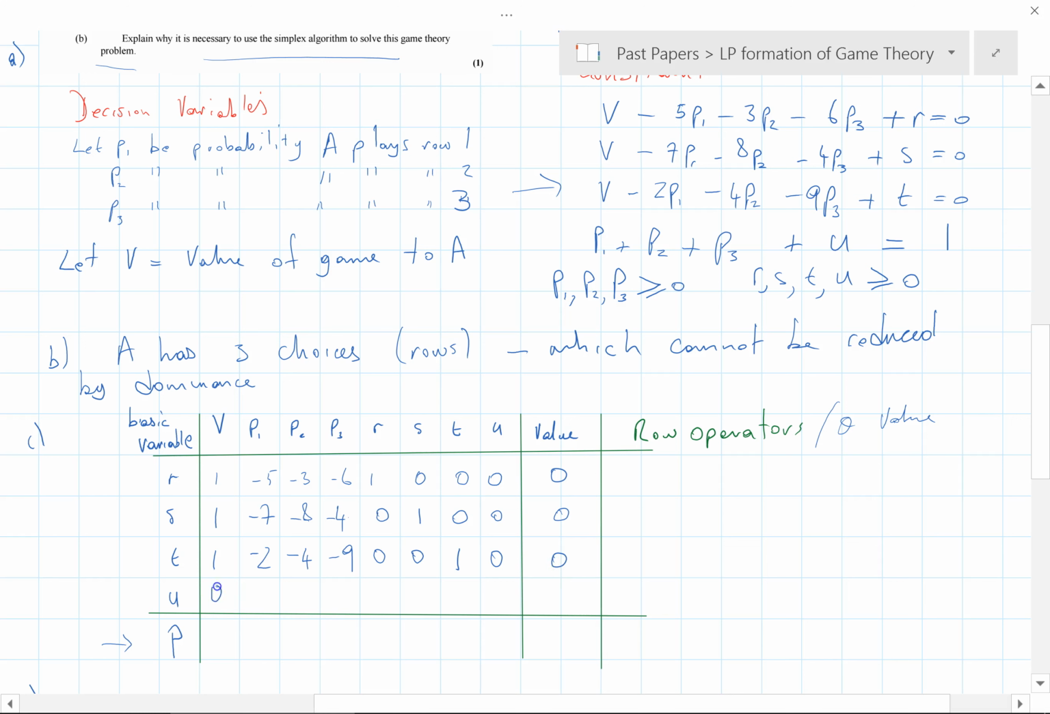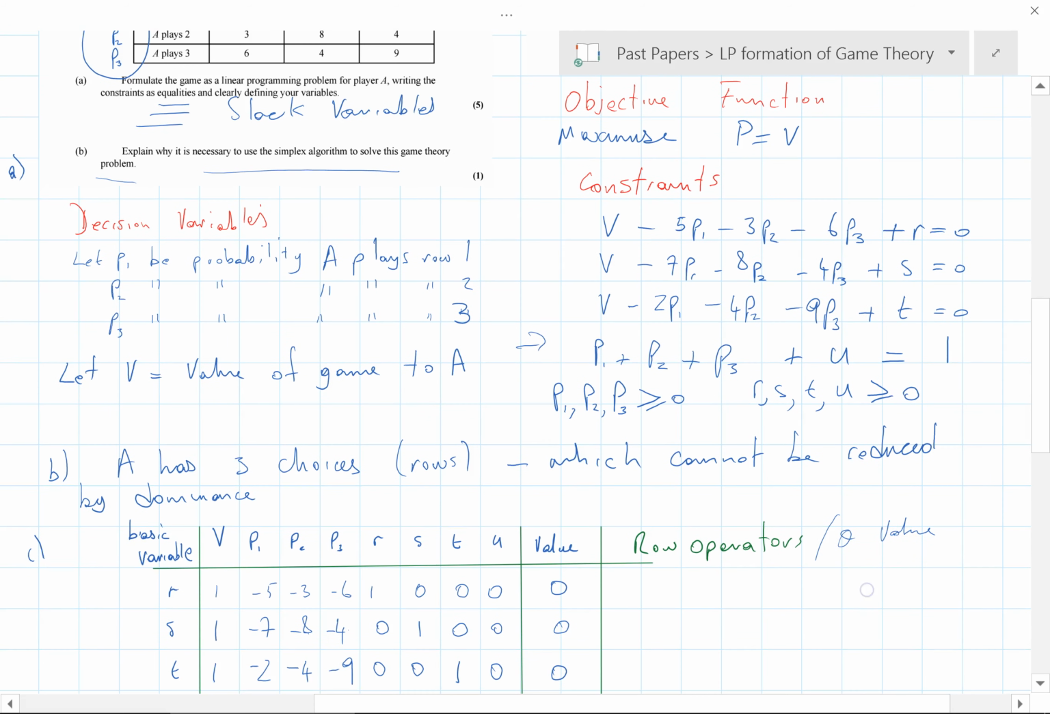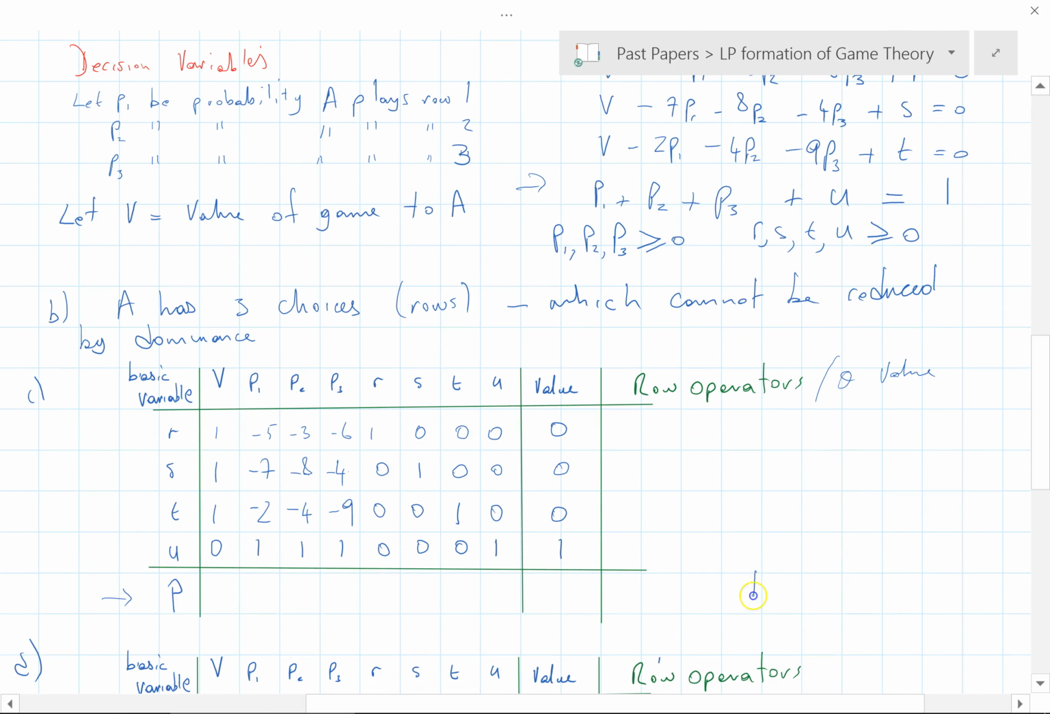And then the P1 row doesn't have a V in it. That's 0, 1, 1, 1, 0, 0, 0. It's got the U as its slack variable, and the value this time is 1. And then finally, we've got our P equals V. That's the same as P minus V equals 0, obviously. So we've got P, minus 1 and then a whole series of zeros. Okay, so that's part C done.